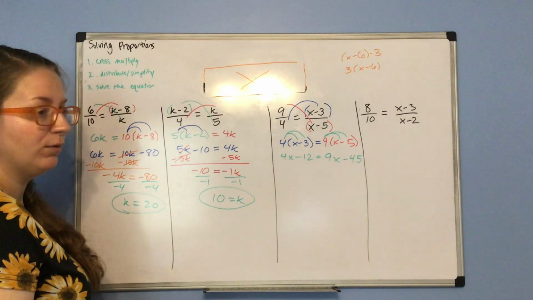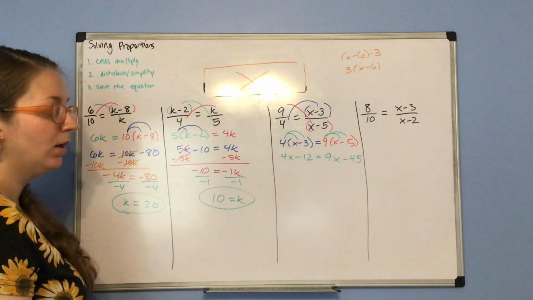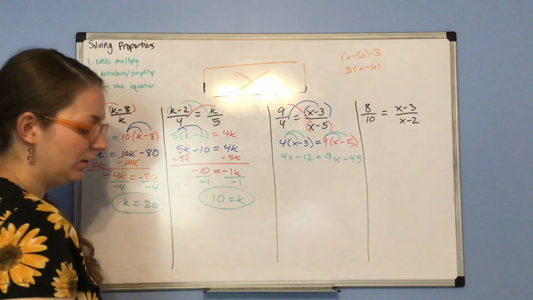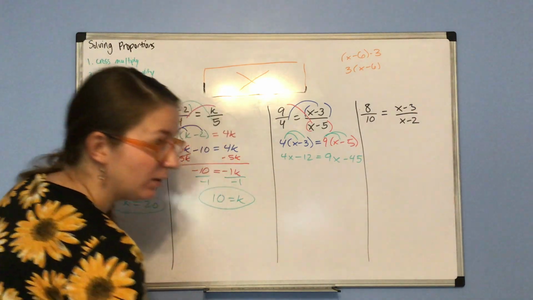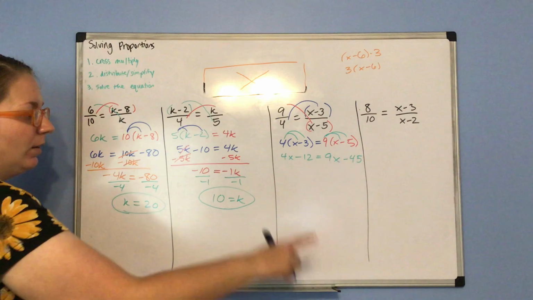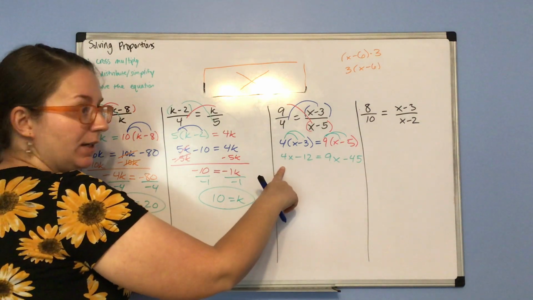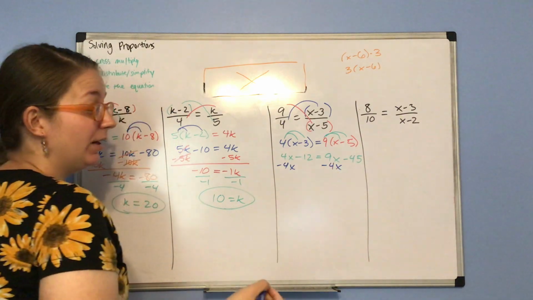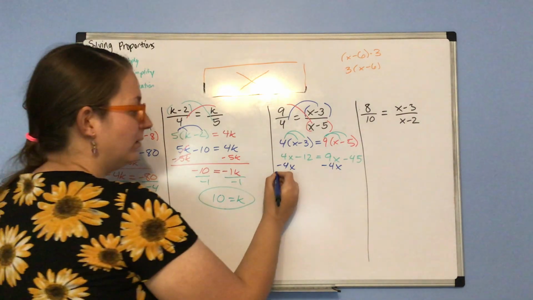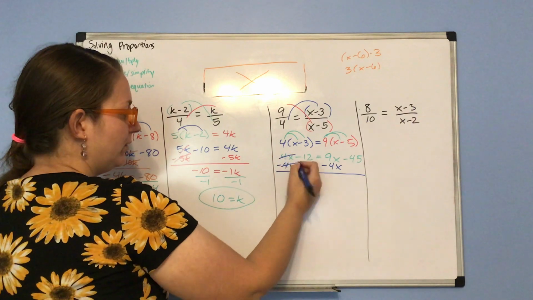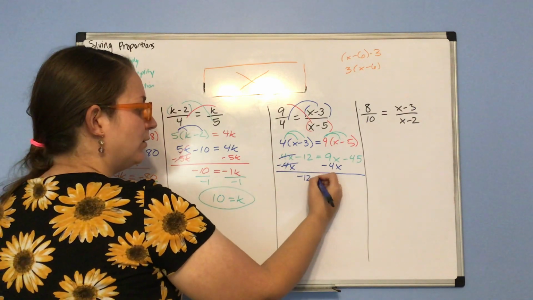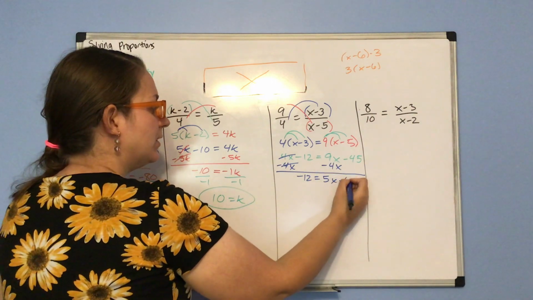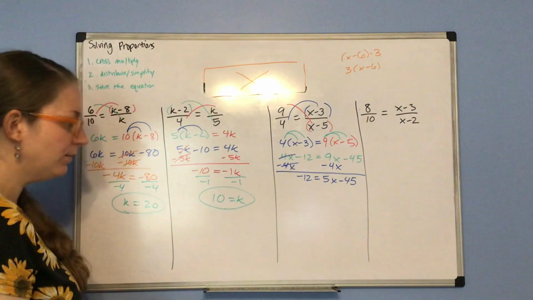From here, there are 4 correct things you could do as your next step. What you want is all of your x things on one side, all of your number things on the other side of the equal sign. I'm just going to pick the way that I think I'd like best. What I'm going to do is subtract 4x from both sides to start by getting my x's together. If I subtract 4x, I'm going to end up with a positive number in front of x, which is why I picked that. 4x minus 4x, that cancels. I get negative 12 equals 9 minus 4x is 5x minus 45.